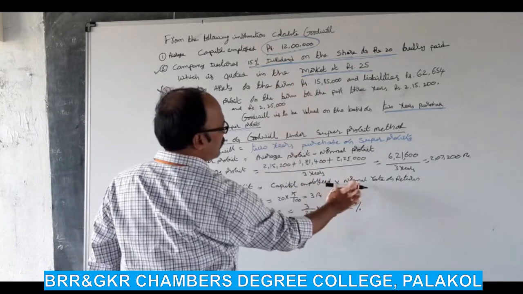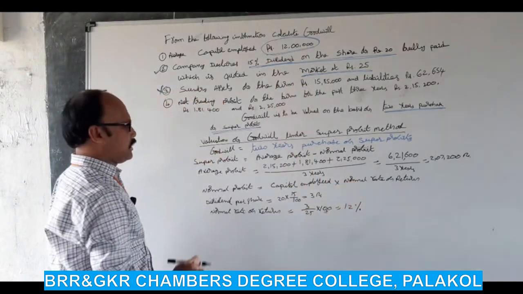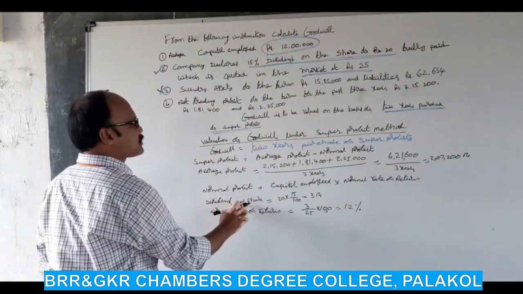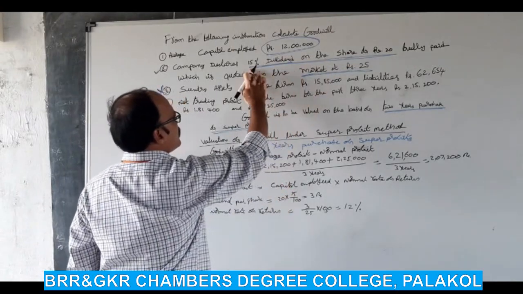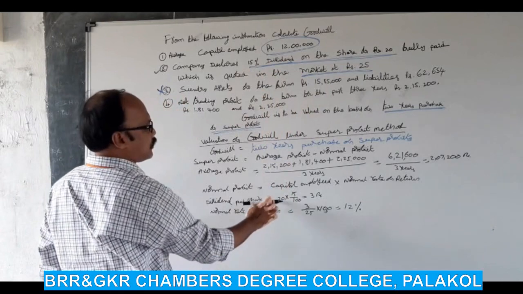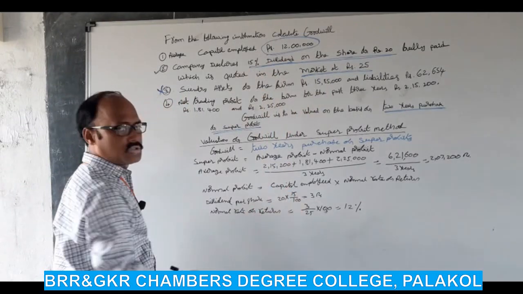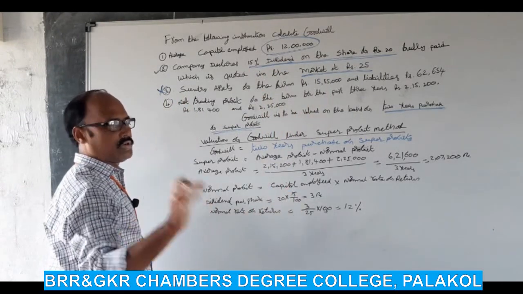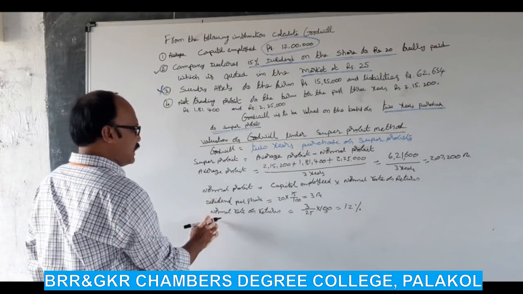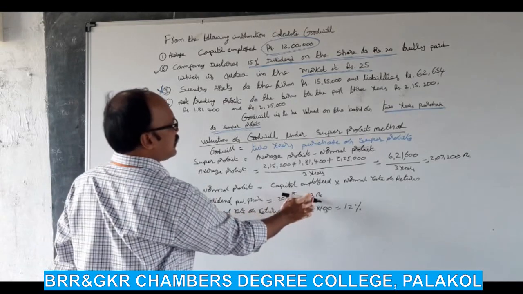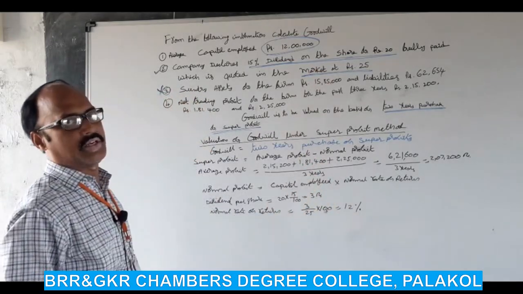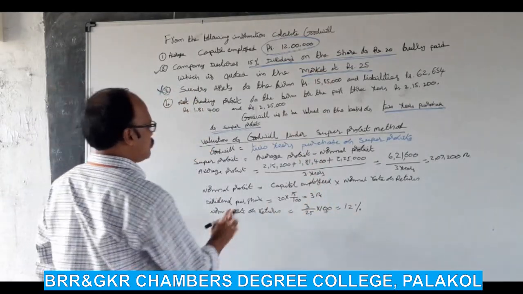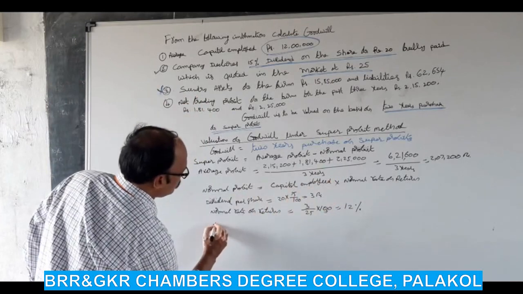Now I am calculating normal rate of return. Before that, dividend per share: 20 into 15 by 100, so 3 rupees. Dividend per share is equal to 3 rupees. Then normal rate of return is 3 by 25 into 100, that is equal to 12%. Okay. Next, normal profit.